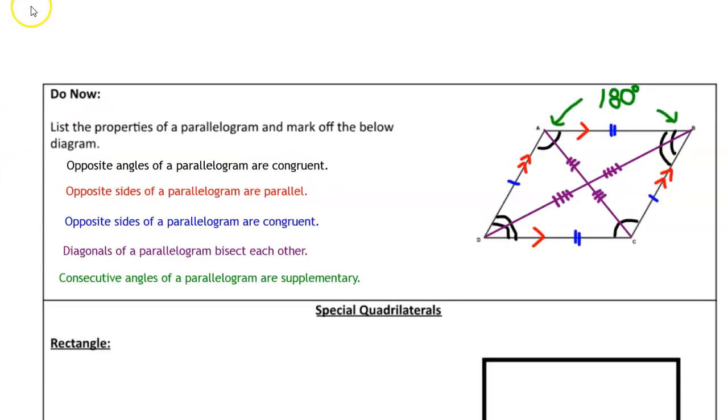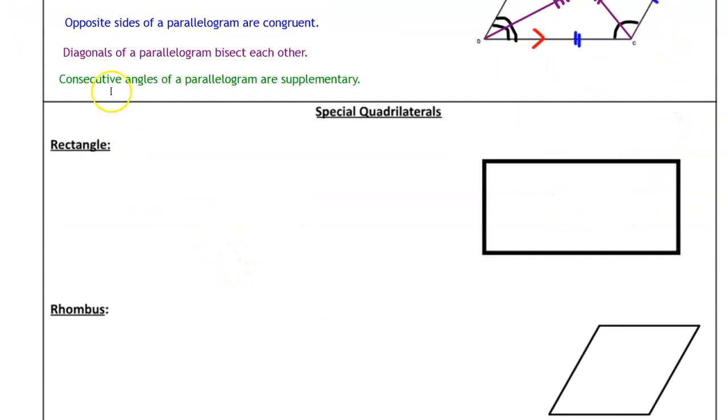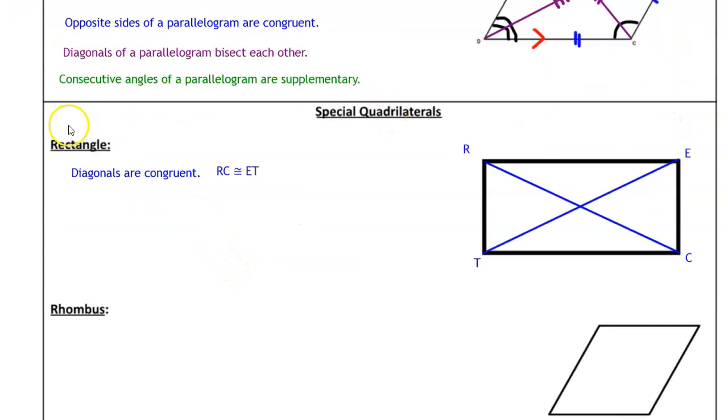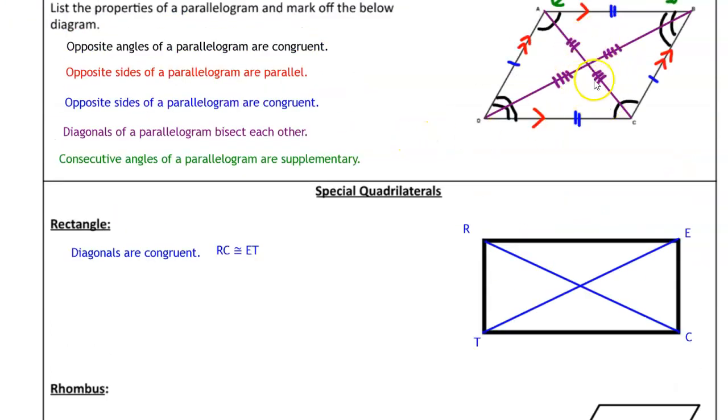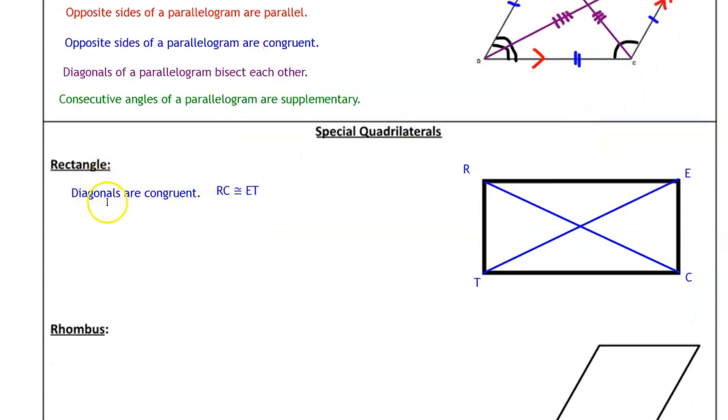Well, let me back up here. Let's do all the special quadrilaterals. One special thing about rectangles is that the diagonals are not just bisecting each other, as they are in any other parallelogram, but the diagonals are congruent. So, for example, ET and RC are the same measurement as each other.